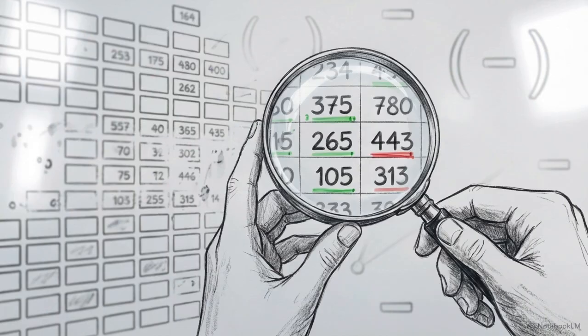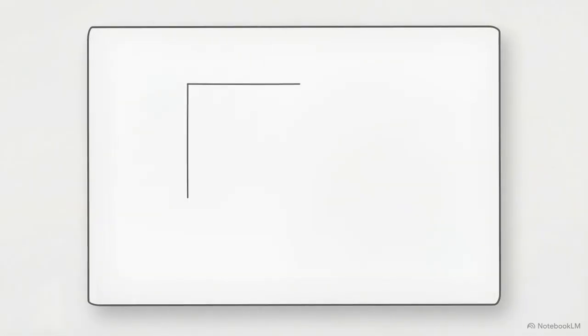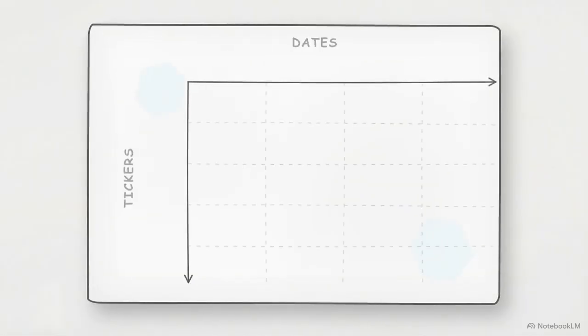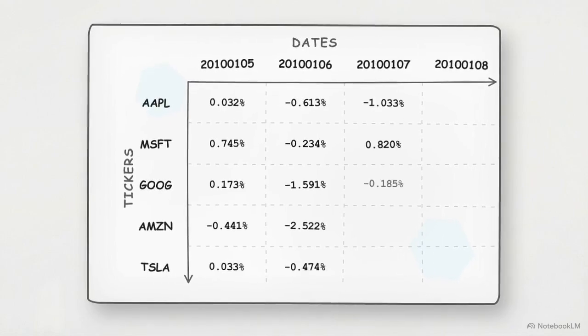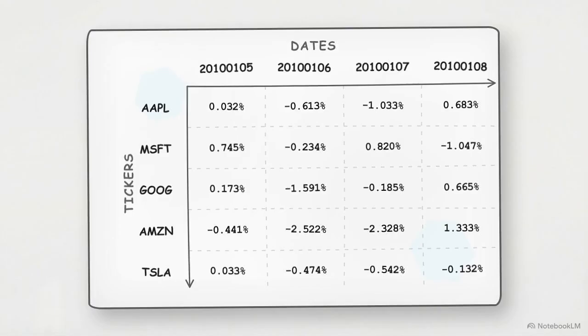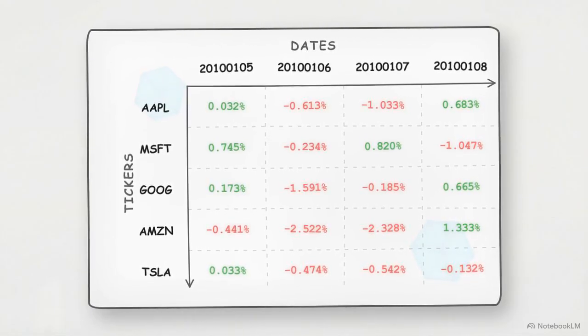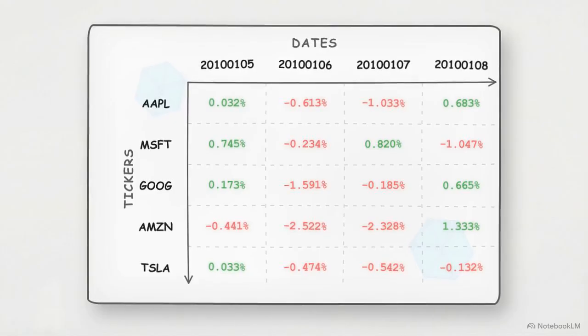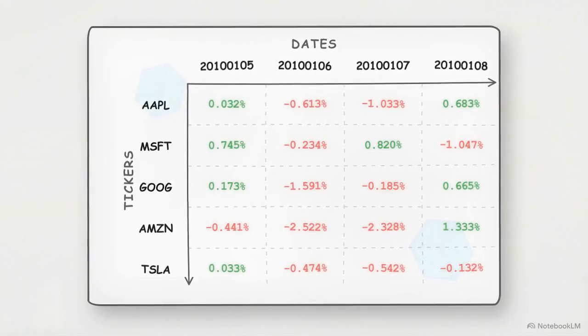Step 1 is identifying our base data. For this model, we are going to use a data field called returns. This diagram shows how we organize the data. We have stock tickers on the vertical axis and dates on the horizontal axis. Returns simply measure the percentage a stock's price changed compared to the previous trading day. When the raw data populates the grid, we get a detailed historical record. Every cell contains the exact positive or negative percentage movement for a specific company on a specific day.